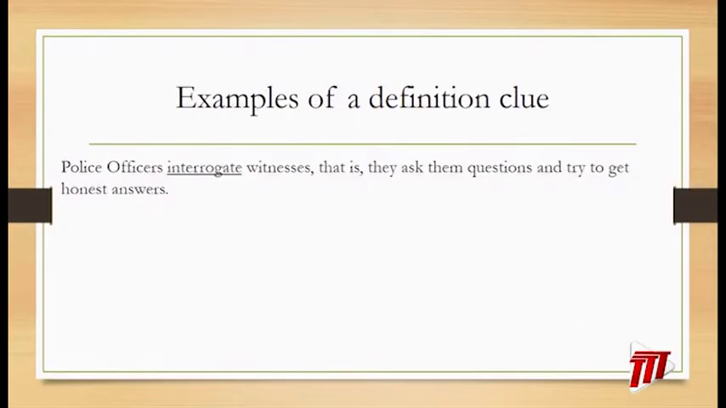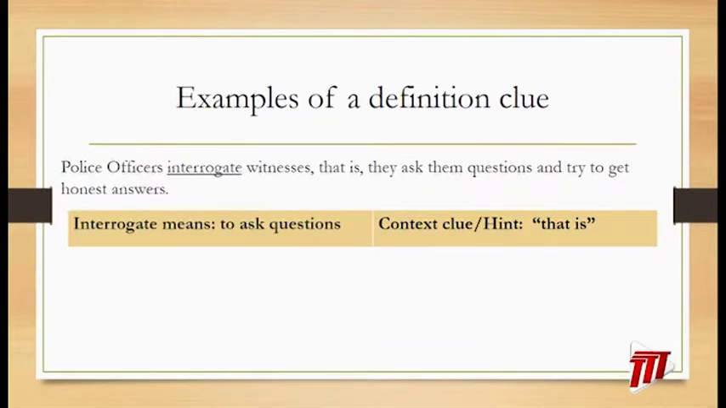Let's look at some examples. Police officers interrogate witnesses. That is, they ask them questions and try to get honest answers. What do we mean by the word interrogate? Are you seeing the signal words in that sentence? Yes. The hint is "that is." So, interrogate means what? That is, they ask them questions. So, interrogate means to ask questions. The clue here was "that is."